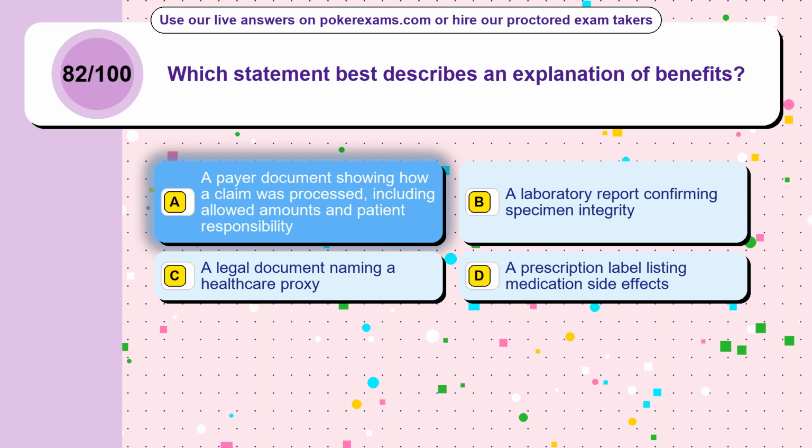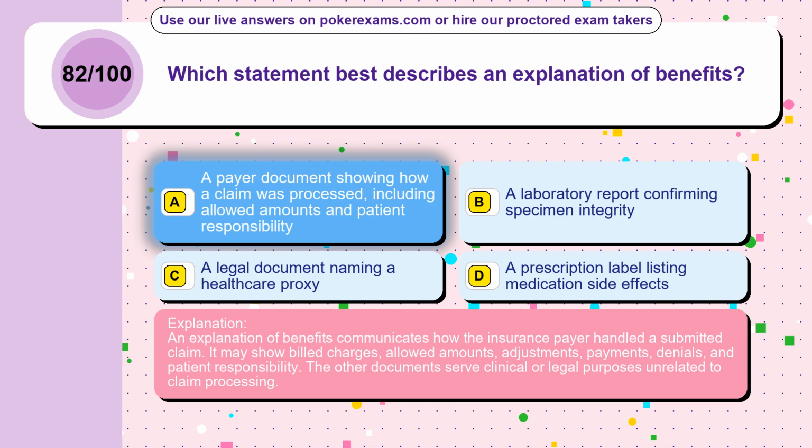The correct answer is option A, a payer document showing how a claim was processed, including allowed amounts and patient responsibility. An explanation of benefits communicates how the insurance payer handled a submitted claim. It may show billed charges, allowed amounts, adjustments, payments, denials, and patient responsibility. The other documents serve clinical or legal purposes unrelated to claim processing.